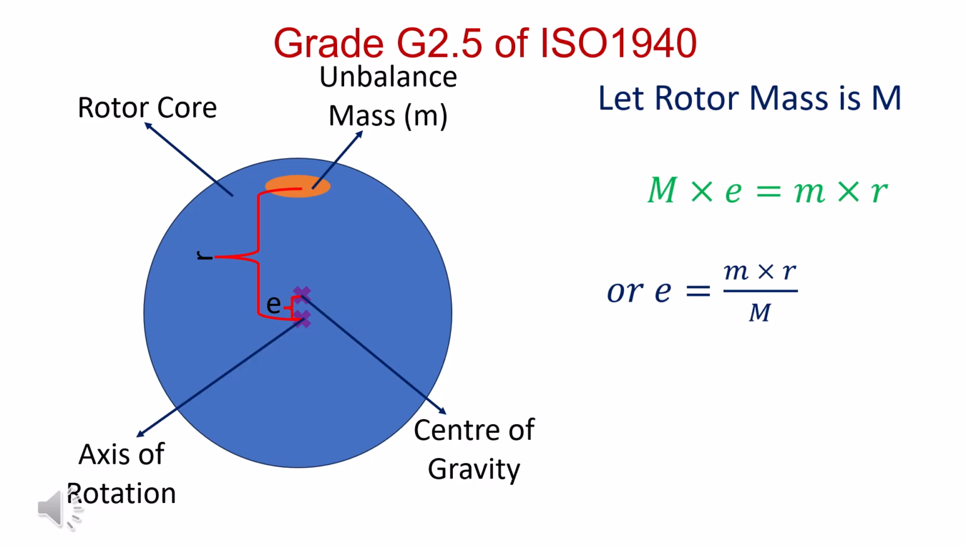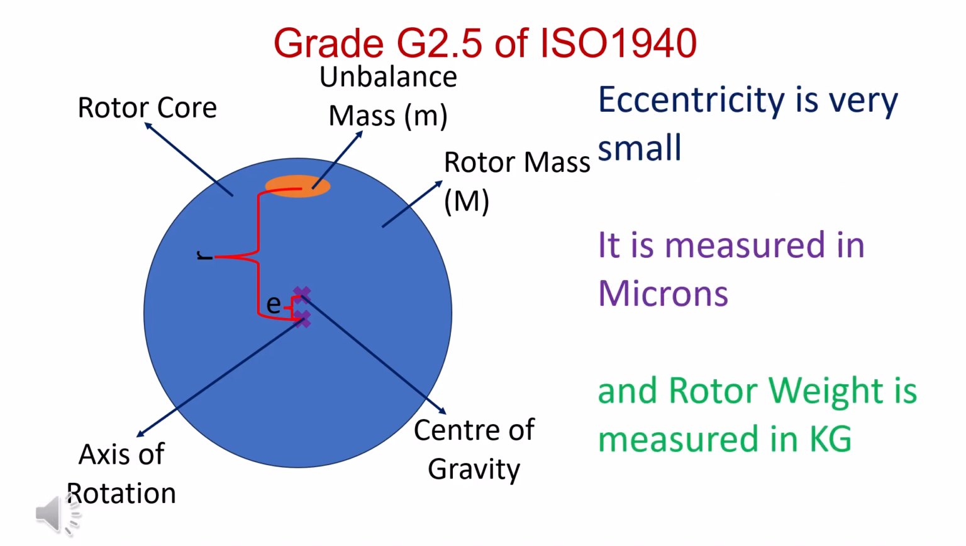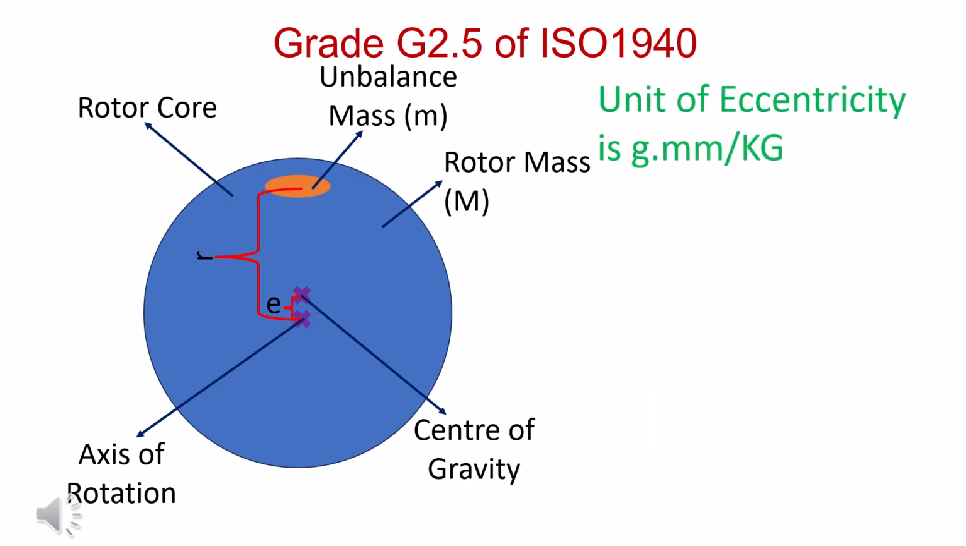Let rotor mass be capital M. Capital M into e is equal to small m into r, or e is equal to m into r divided by capital M. Eccentricity is very small. It is measured in microns and rotor weight is given in kg. Thus, unit of eccentricity is gram mm per kg.